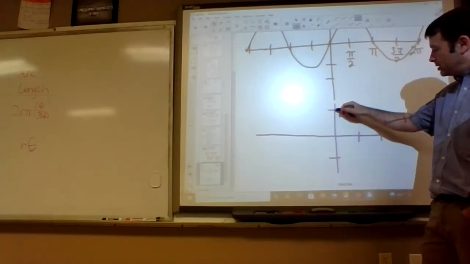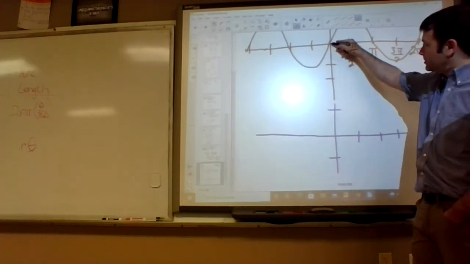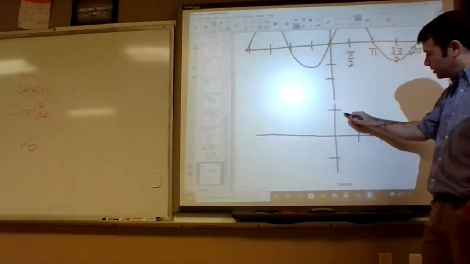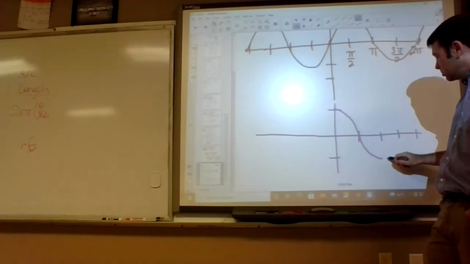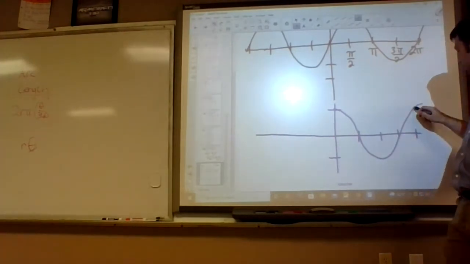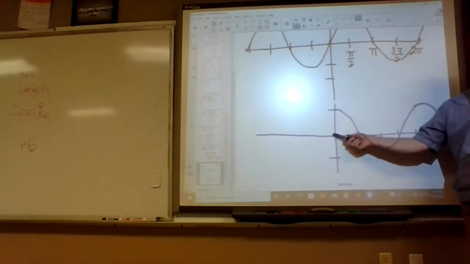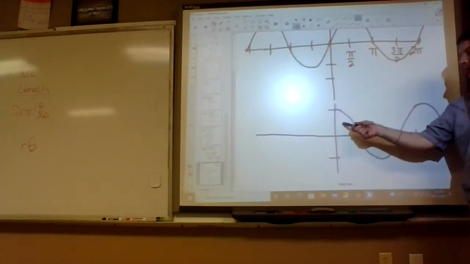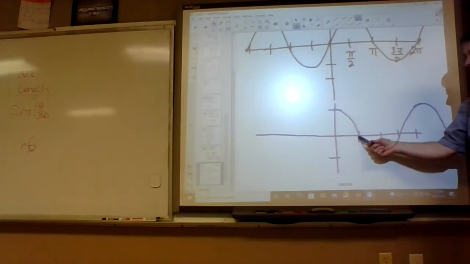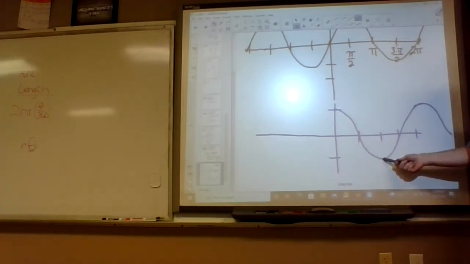Cosine starts at 1, so instead of starting at 0 going up, it starts at 1 going down. Why? It just does. Because at 0 degrees, cosine equals 1. That's just how it works. And then at 90 degrees, it equals 0. At 270, it equals -1.